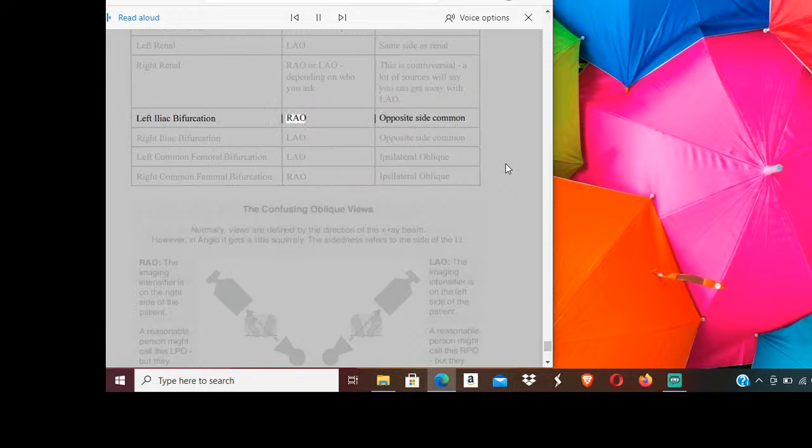Left iliac bifurcation: RAO, opposite side common. Right iliac bifurcation: LAO, opposite side common. Left common femoral bifurcation: LAO, ipsilateral oblique. Right common femoral bifurcation: RAO, ipsilateral oblique.